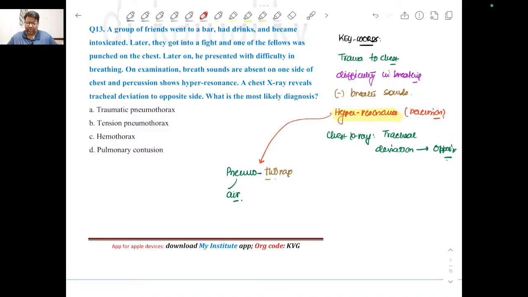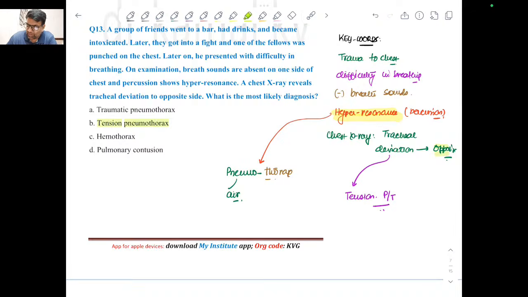Now we have two options: traumatic pneumothorax, tension pneumothorax. So why we should choose only answer B, option number B, and not option A? So the clue is tracheal deviation. So this is suggesting that this condition is tension pneumothorax. Clear? So if there is tracheal deviation to the opposite side, you should choose the answer as tension pneumothorax. If there is no tracheal deviation, then you can go for traumatic pneumothorax, right?